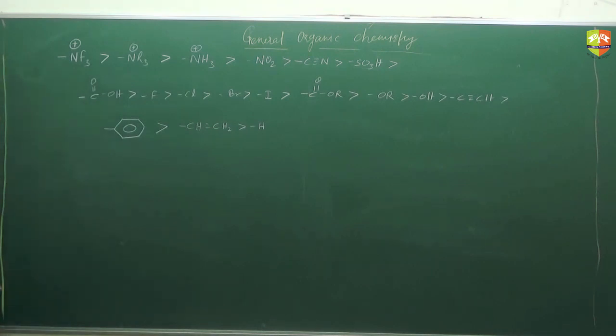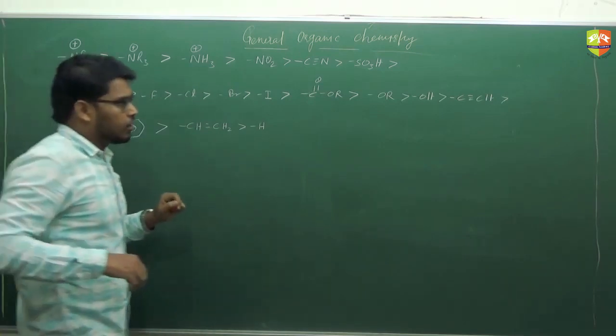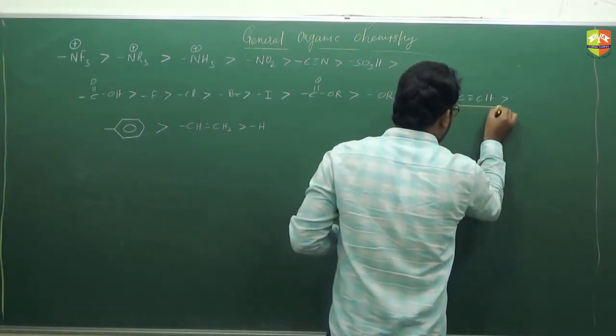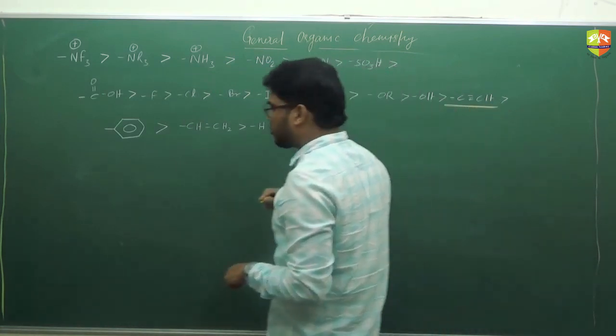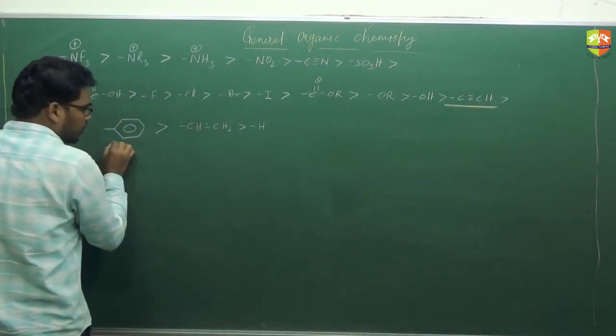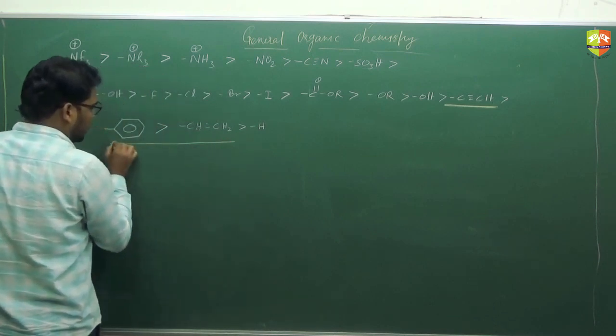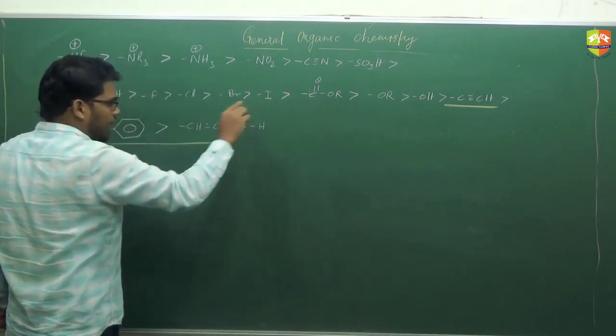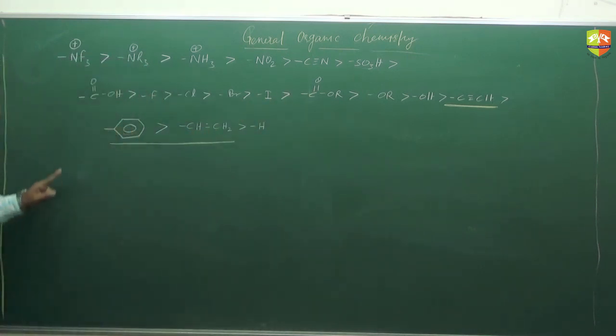Okay, you can't remember the whole thing, but some of the order is important that you must remember. Like this one is important: alkyne sp hybridized carbon is more electronegative than phenyl group, which is more electronegative than alkene group. Means the phenyl group is between alkyne and alkene. This one is important. Okay, a question has already come on this in the exam. Okay, this order you must remember.